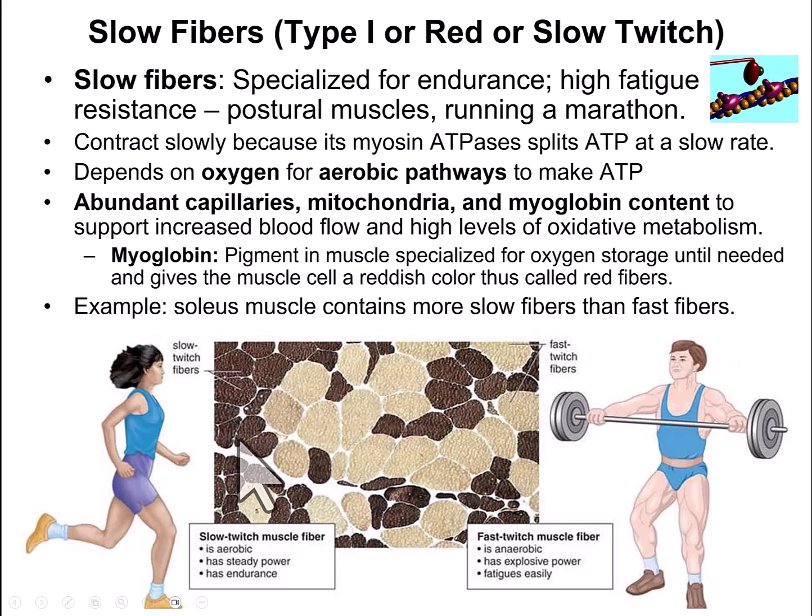So when you're looking at here, these darker fibers are the slow twitch fibers. The lighter fibers are your fast twitch fibers. Examples of slow twitch fibers are the soleus muscle, like the calf muscle. They contain more slow fibers than fast fibers, but all skeletal muscles have a mixture of these two fiber types.